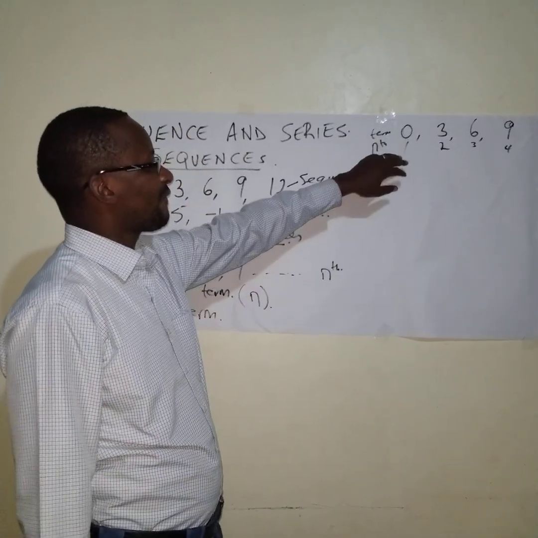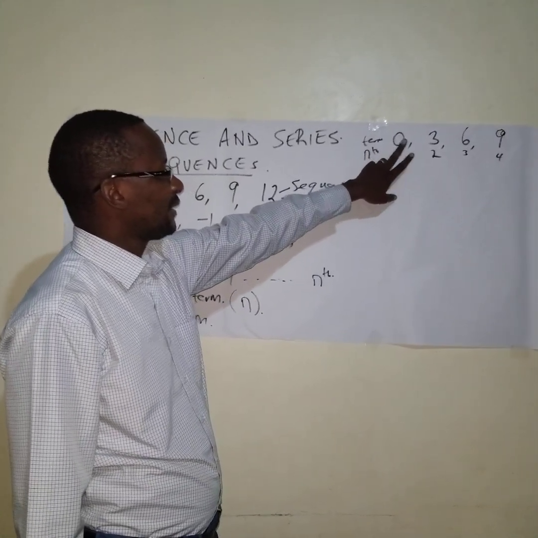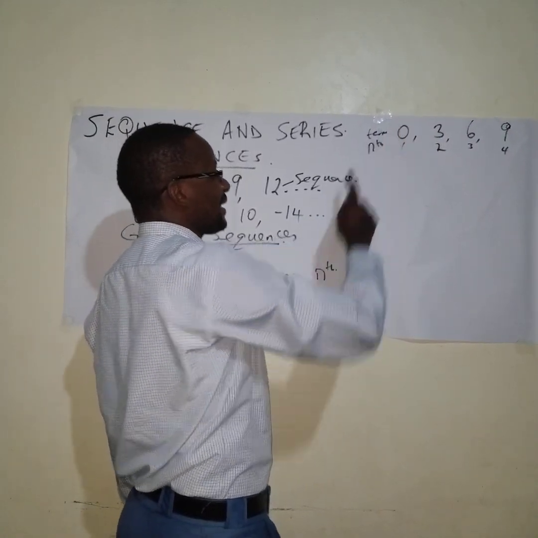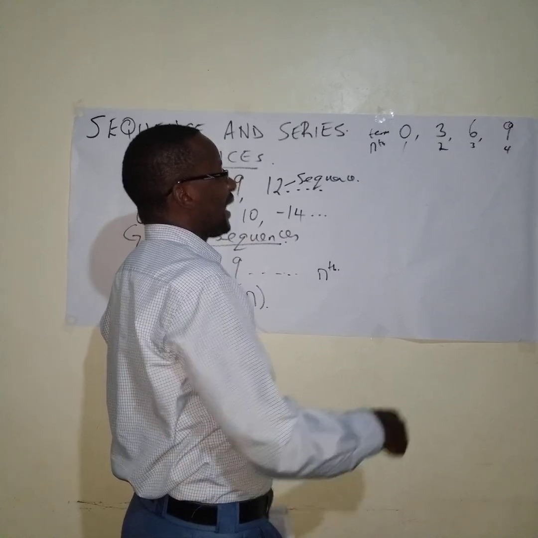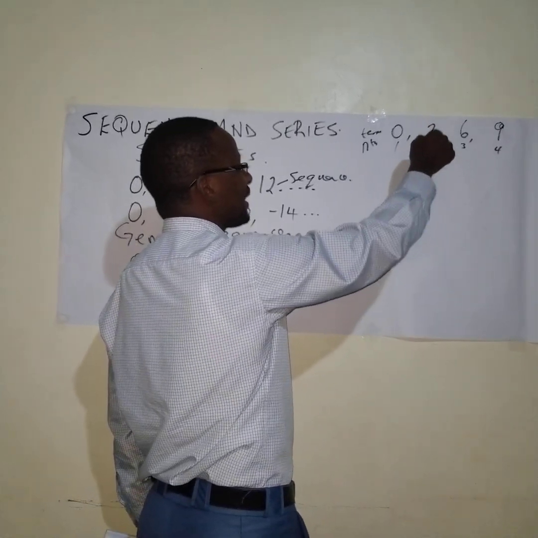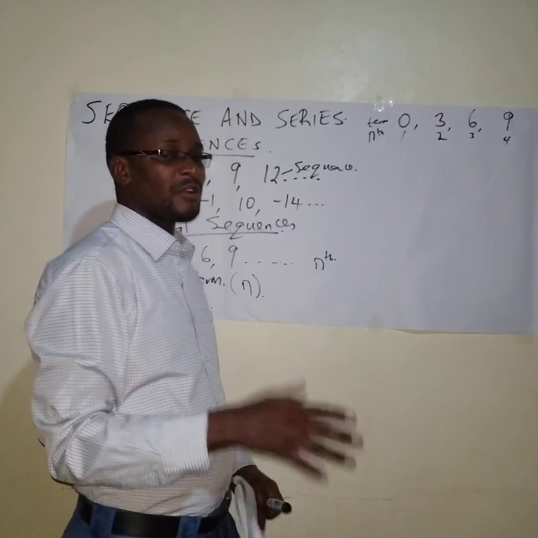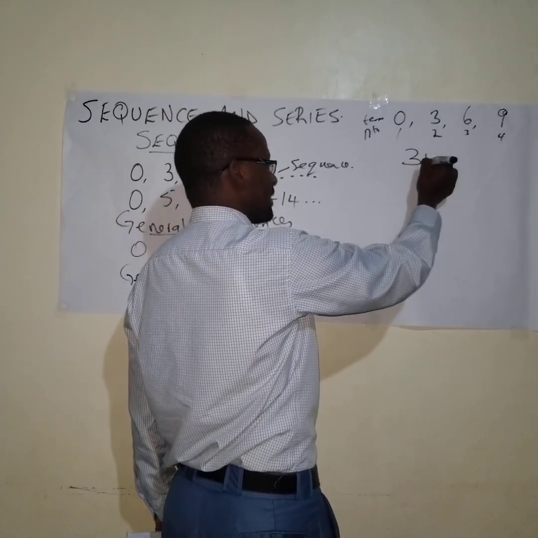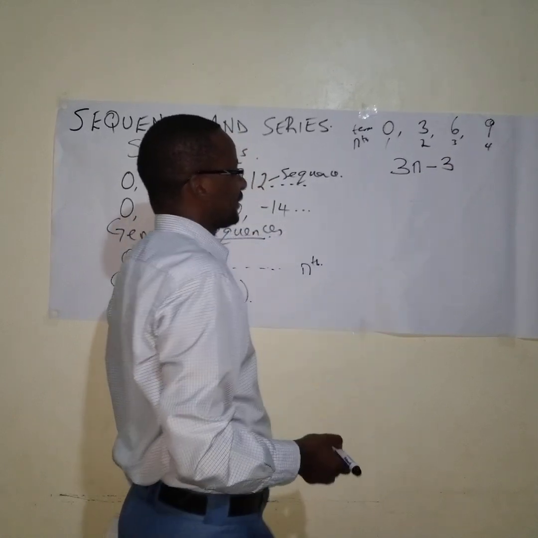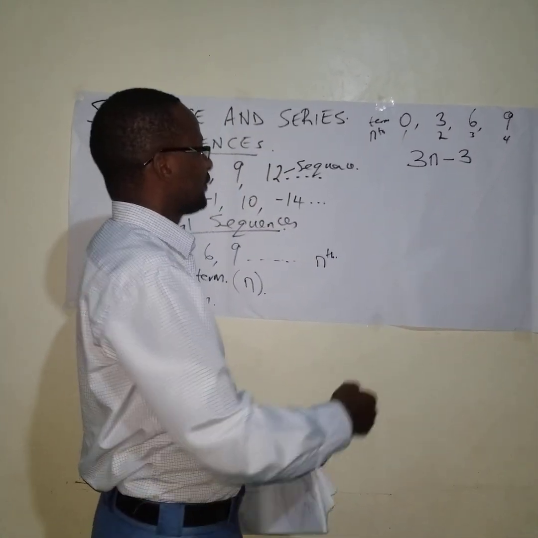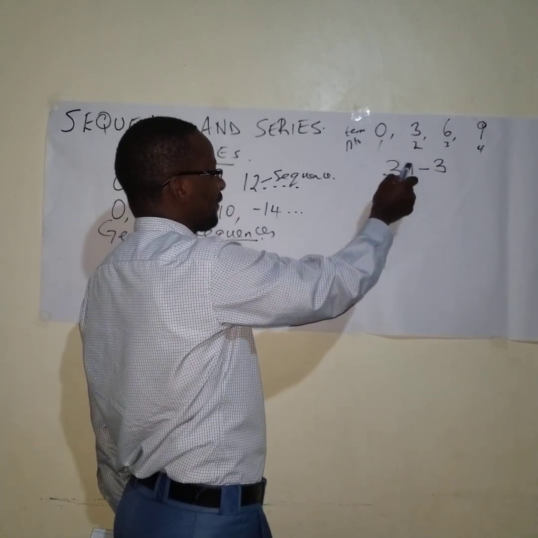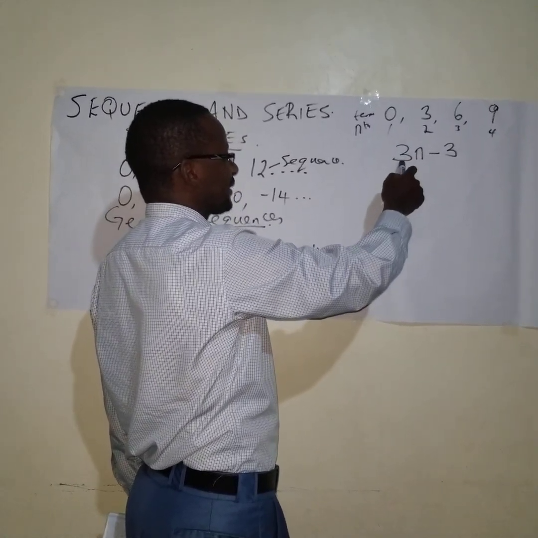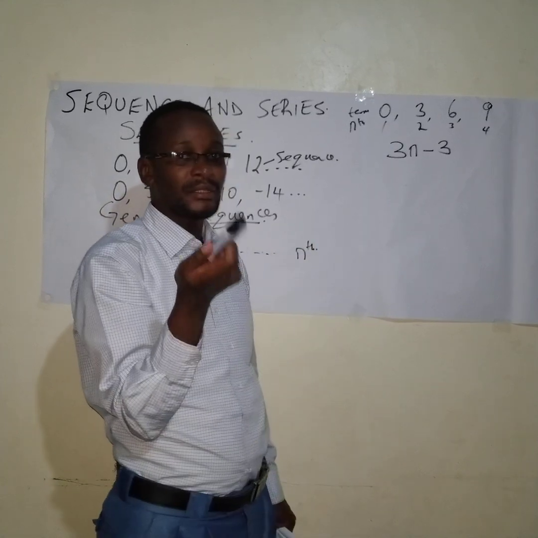So if you look at the first term here, it is 0. The second one is 3. So you can do trial and error. So when n is 1, the answer is 0 here. And when n is 2, the term itself is 3. You can try and look at the rules. If you multiply 3 with the n, and then you subtract 3, let's try that for the first term. So for the first term, n is 1. If you substitute 1 here, you get 3 minus 3, 0. Seems to be working. Trial and error.